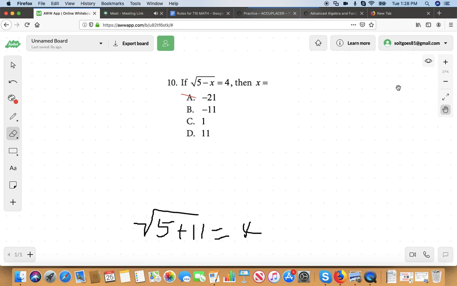What about answer choice D? 5 minus 11, right? That would be -6. And you can't take a square root of a negative number, because no number multiplied by itself is going to give you -6. So you wouldn't have a real number. That's not going to work. So we just confirmed it. It is answer choice B. How easy is that? It's pretty easy.